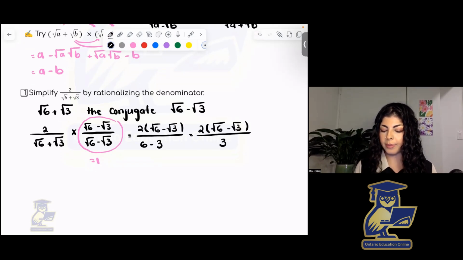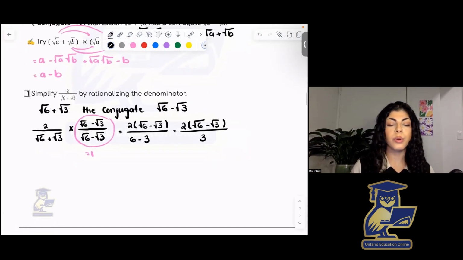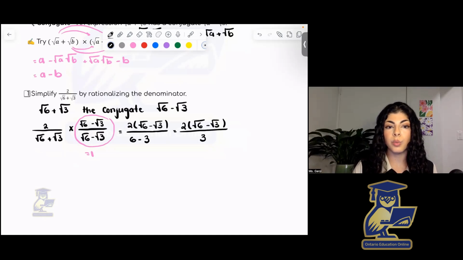rational number. So we have the two fractions and we don't have a radical in our denominator, which is what we wanted by rationalizing the denominator.